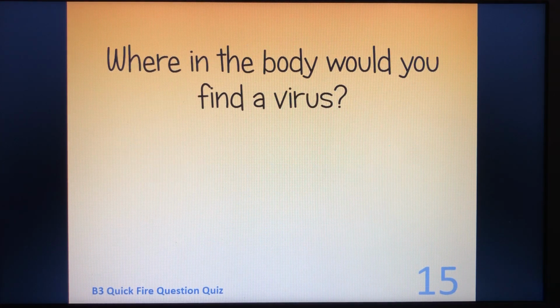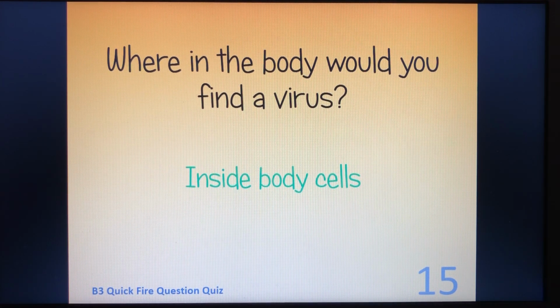Okay, question 15. Where in the body would you find a virus? Okay, we're looking in a small scale here. We're not talking about a large scale, we're looking at small scale. Where would the virus be found? And the answer is inside body cells. Okay, I don't want to link too much to a question we've got coming up, but that's why the antibiotics can't get there, because they can't get inside the cells where those cheeky viruses choose to reproduce.